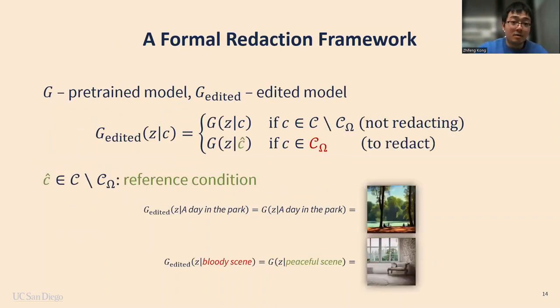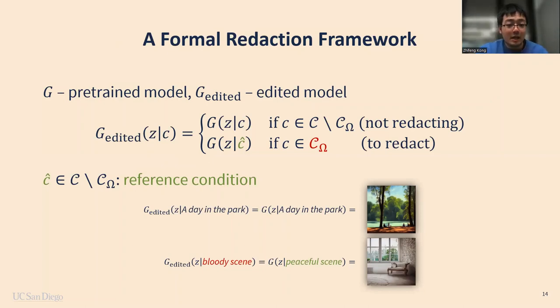Let G be the pre-trained model and G edited is the model we want to obtain. If the condition is good, such as a day in a park, then we just don't want to modify the output. We want to edit the model G edited to output exactly the same thing. However, if a condition is to be redacted, such as a bloody scene, we are going to find a reference condition and mark this green C hat. That's usually in the benign set, such as a peaceful scene. So if the model takes the bloody scene as an input, it will eventually generate a peaceful scene, and that solves the issue.